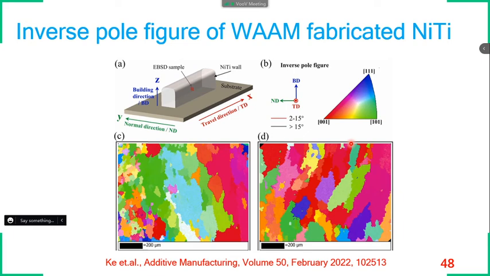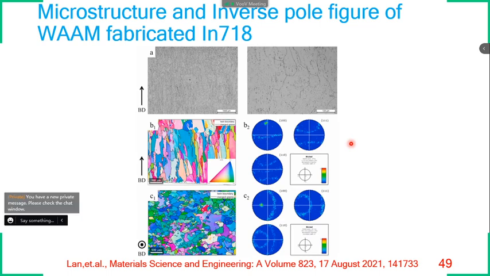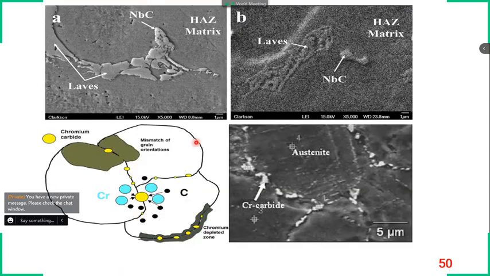All these are WAAM components only. In WAAM components we can expect only coarser columnar grains, and if it is BCC or FCC, we can expect a preferential orientation in 001 texture. In Inconel as well, a similar trend was observed. Here we can see some coarser columnar grains, and most of the grains have this particular texture. We can see that evidence from here.